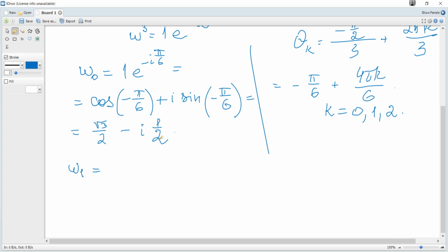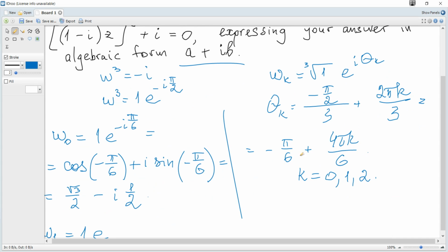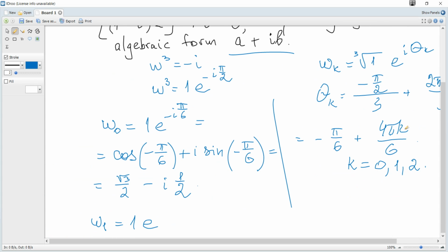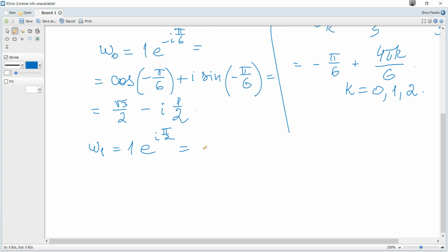W1 becomes what? 1 e to the power of what? When k is 1, it's 3 pi over 6, or e to the power of i pi over 2. And it's 1 cis pi over 2, and that's all for the first part of the question, but I will continue because we will need it.